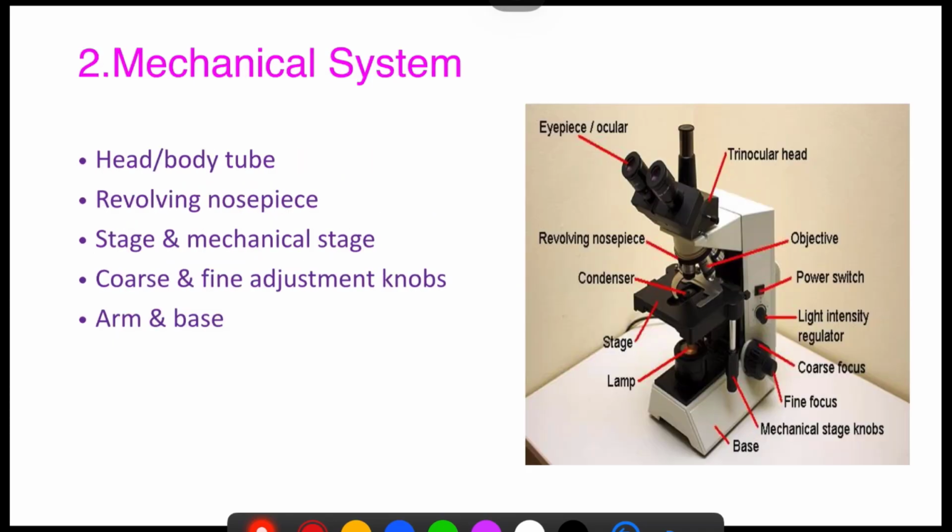Now another part is the mechanical system. The mechanical system consists of, as we all know, head, body tube, revolving nosepiece, stage and mechanical stage, coarse and fine adjustment knob, arm and base.